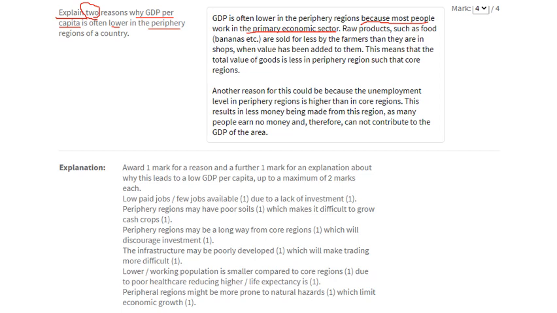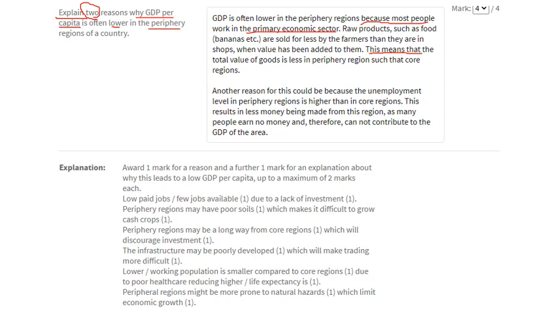Then they've got a bit more information, which, to be honest, isn't needed, but it does add to the answer. But then by saying this means that the total value of goods is less in periphery region other than the core region. So although there's a little bit of a typo there, it's gone on to extend the answer because the total value of goods is less.